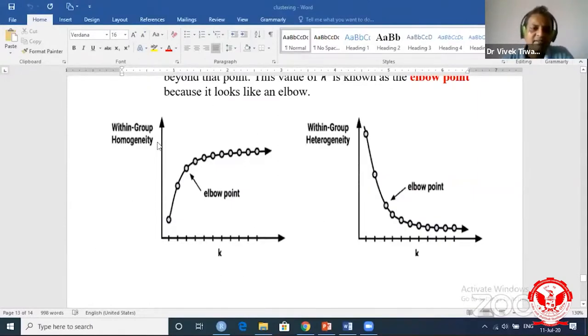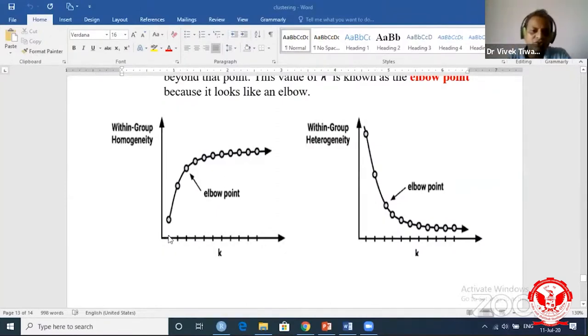So the y-axis represents the homogeneity, within group homogeneity, I'm talking about the intra-cluster distance. And the x-axis represents the number of clusters: 2, 3, 4, 5, 6, 7, 8, 9, 10, like that. So see over there. Suppose we start with the minimum value of the k. What is the possible minimum value of the k? That is equal to 2. At least 2 groups you require.